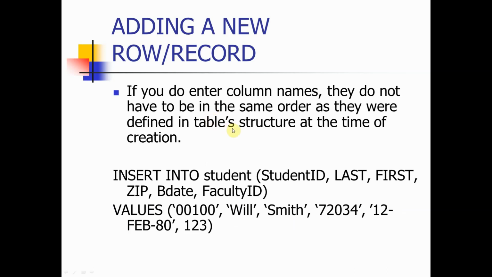If you do enter the column names, they do not have to be in the same order. You can create your own order by providing them one by one and then mapping the values for each attribute that you have listed. So in this example, it is an insert into student, and then we provide the student ID. Therefore, the first value you put into VALUES is going to be the student ID. Then last name, first name; you follow the order that you provided in the column list.